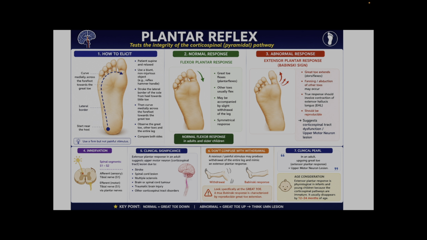What is the summary? The plantar reflex is elicited by stroking the lateral border of the sole from the heel towards the little toe and then medially across the forefoot. Flexion of the great toe is the normal flexor response. Reproducible extension of the great toe with or without fanning of the other toes is an extensor plantar or Babinski response and suggests corticospinal tract dysfunction in an adult. Withdrawal of the whole leg should not be mistaken for Babinski.